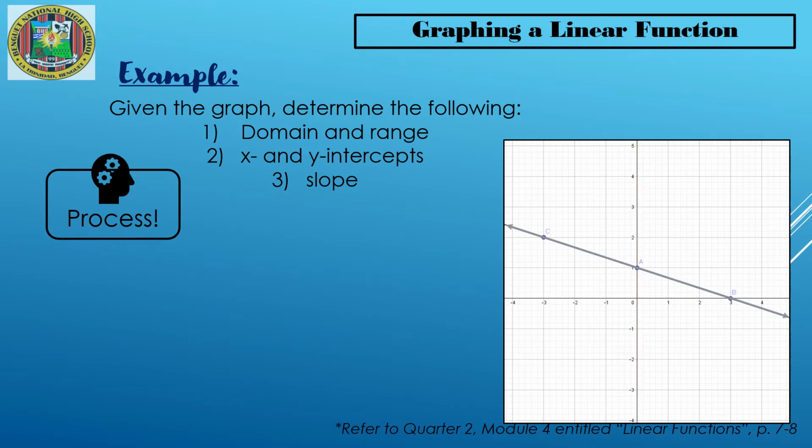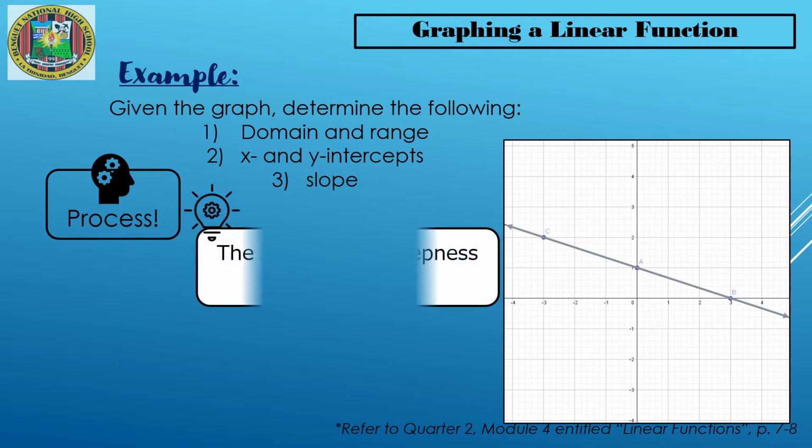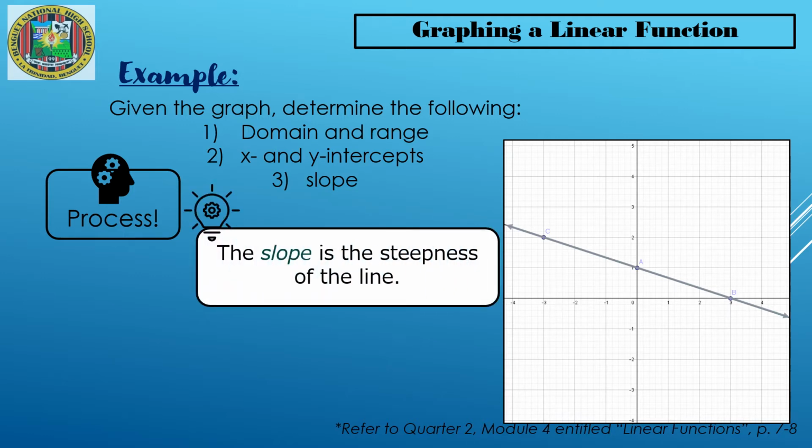And finally, to identify the slope of the graph, recall that the slope describes the steepness of the line and is solved through the equation slope, represented by m, is equal to the rise over run.